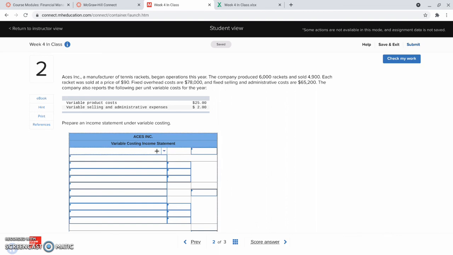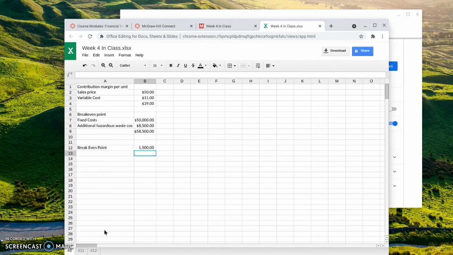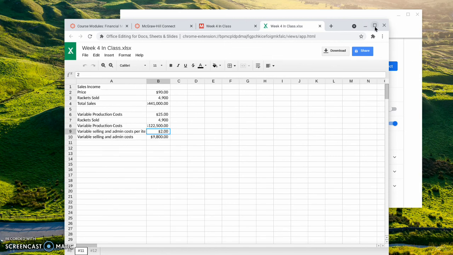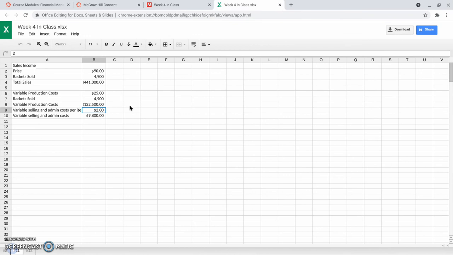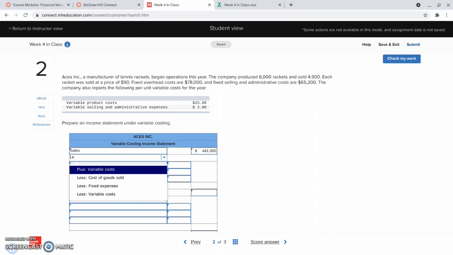First things first, we need sales. Sales, how do we find that? Let's come over here to our handy dandy spreadsheet. Sorry, I had to change the size. So, price is 90, rackets sold 4,900. That makes our total sales 441,000. So we have 441,000 right here. Next up, we have to remove variable costs, less our variable costs.